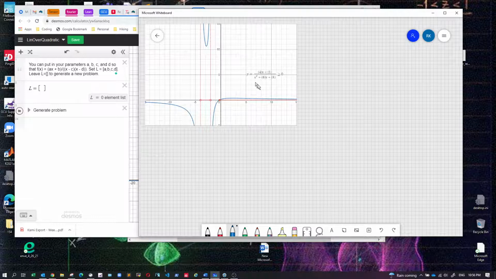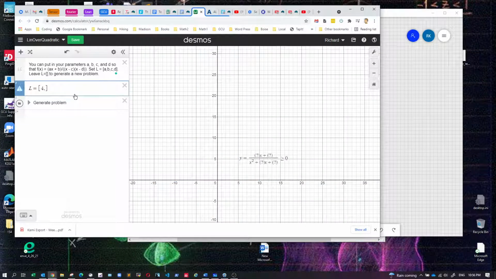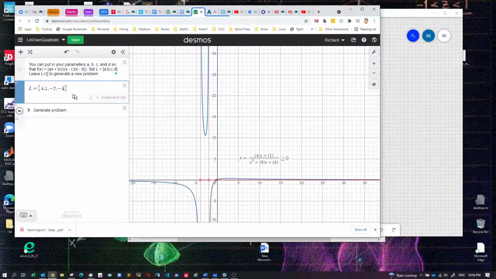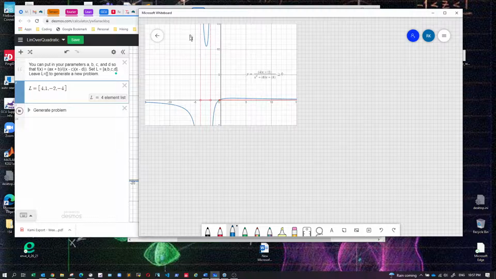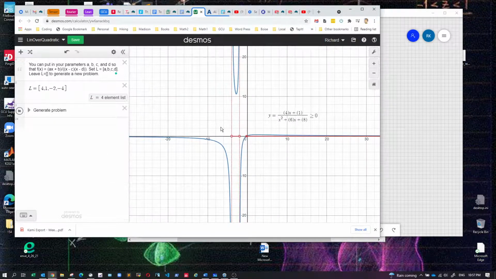Okay, so I can regenerate this same example by coming here to this list. So I'm going to put in the 4, I'm going to put in the 1, and I'm going to put in those two roots, minus 2 and minus 4. So this will be useful if you want to go back and regenerate your problem. So minus 2 and minus 4. Okay, and then there's that problem again. You can see it's the same, right? 4x plus 1 over x squared plus 6x plus 8, right? Same thing. You can see the graph is the same, right? So we can go back and regenerate problems like that.